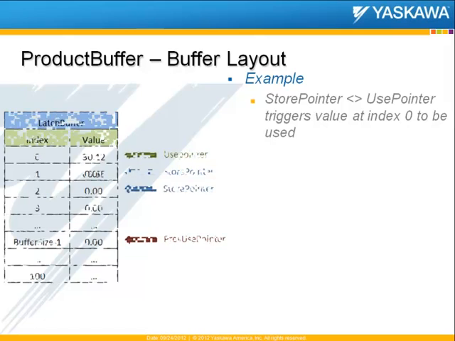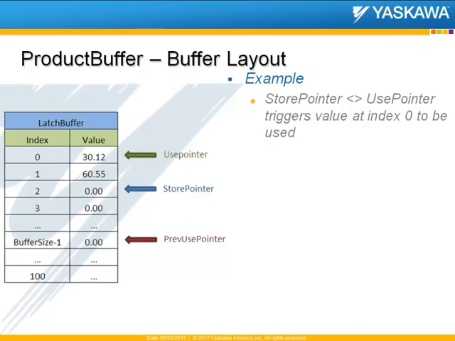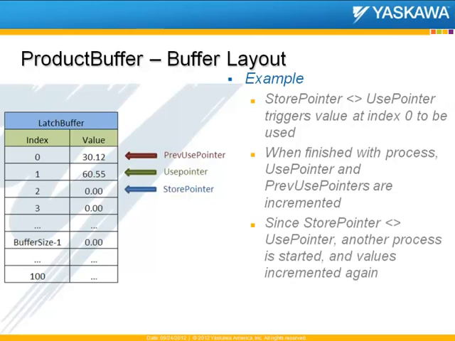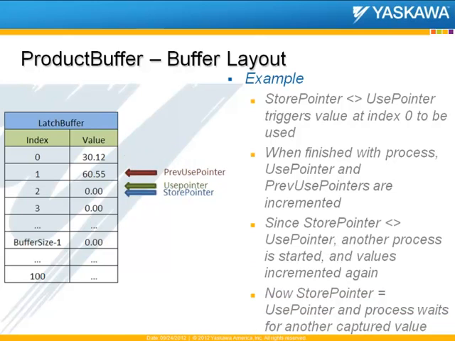Now, the beauty of the buffer is that while that process is going on, we can capture another value as shown here. So here another value came in, the storage pointer incremented itself again. Now the process is finished and the use pointers are incremented. But it's noticed that since there's still a difference between the use pointer and the store pointer, another process has started, and then the values will be incremented again until once again the use pointer and store pointer are equal, and the process will simply just wait for the next captured value.